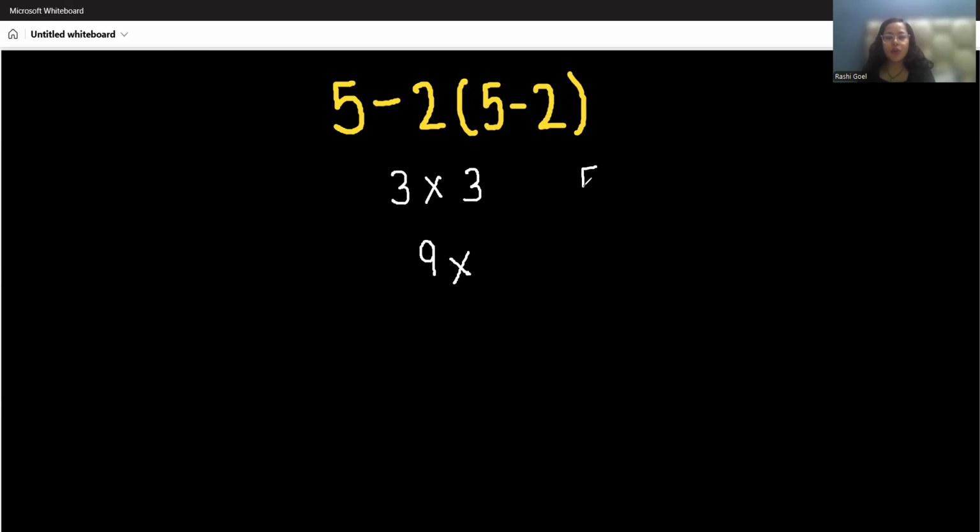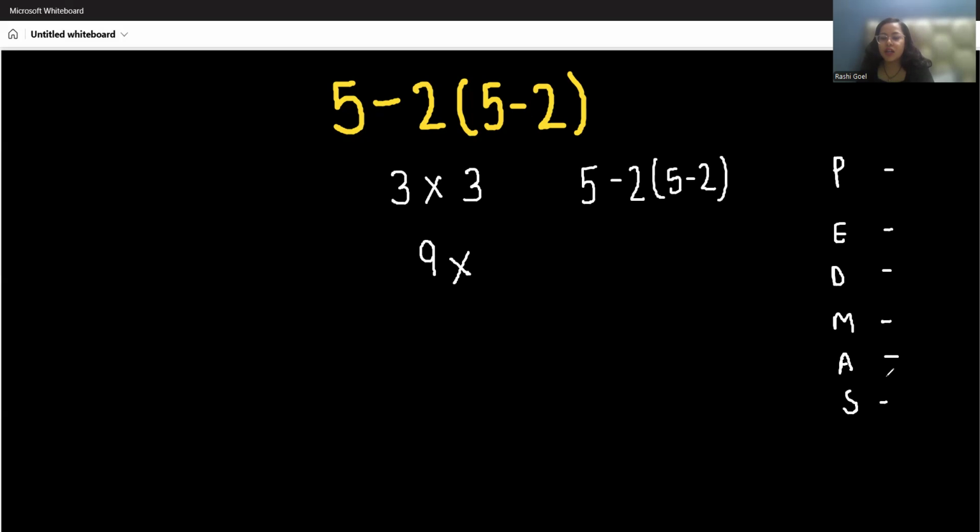What you have to do is follow the rule, that is the PEMDAS rule. According to the PEMDAS rule, you have to first solve the parenthesis, then exponent, division, multiplication, addition, and then subtraction. So first, parenthesis: in the bracket we have given 5 minus 2, that is 3.